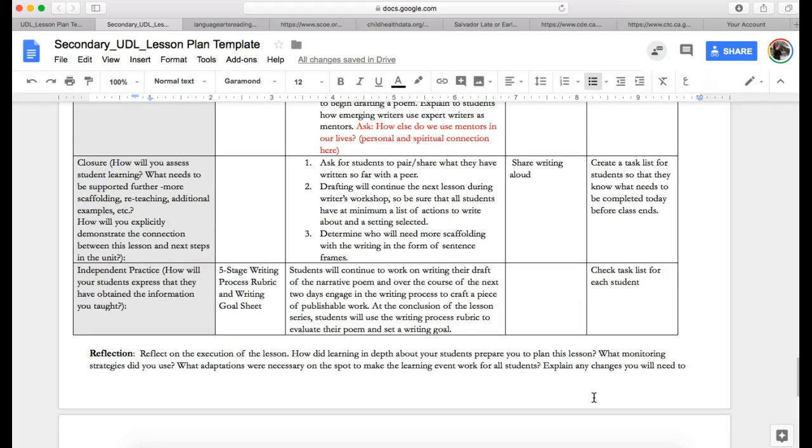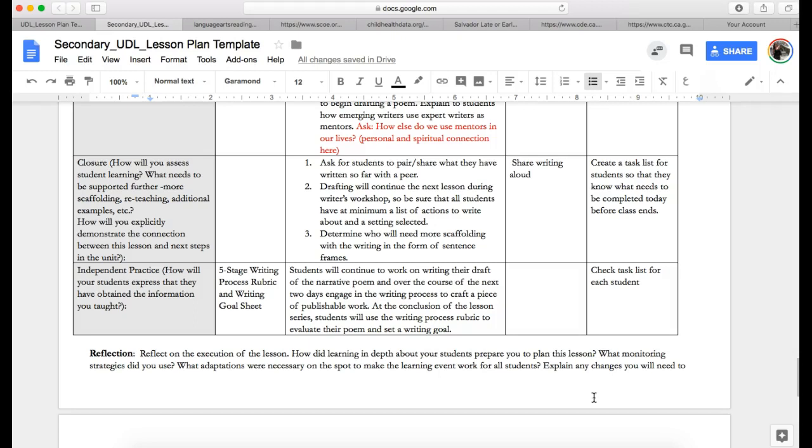So how will we close this lesson? We definitely will want to hear from students towards the end of the lesson to see how far they've come with their drafting. So we'll ask them to pair share what they have written so far with a peer. This lesson will continue over the next day or two as students engage in the rest of the writing process to get towards a more formal piece of writing to turn in. This will also help you as a teacher to determine who's going to need more scaffolding.